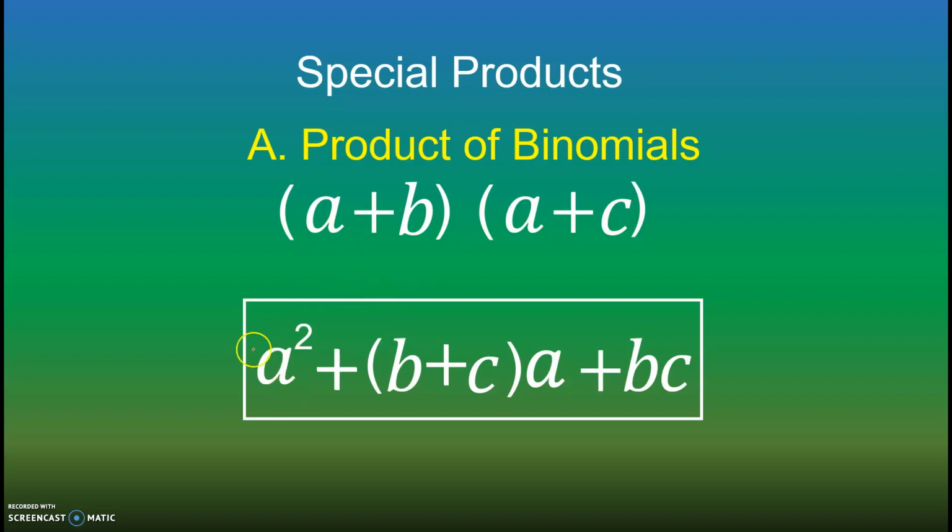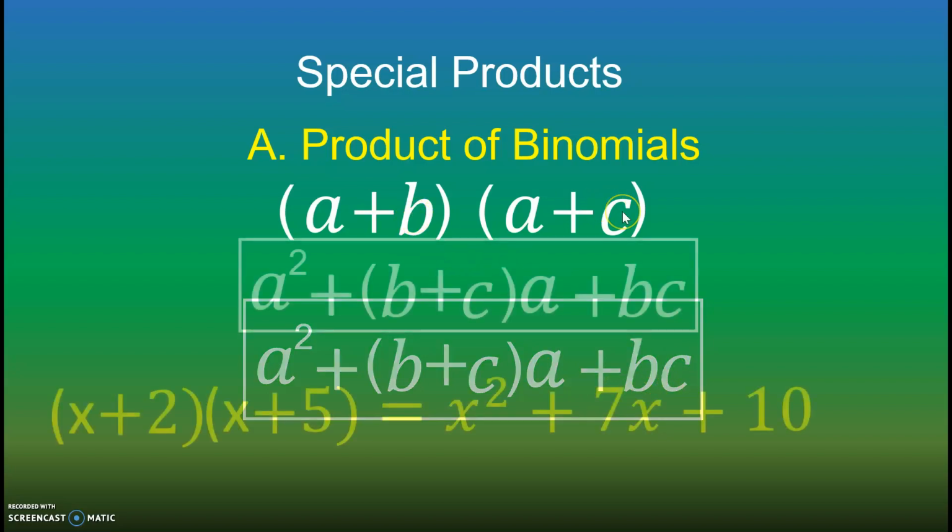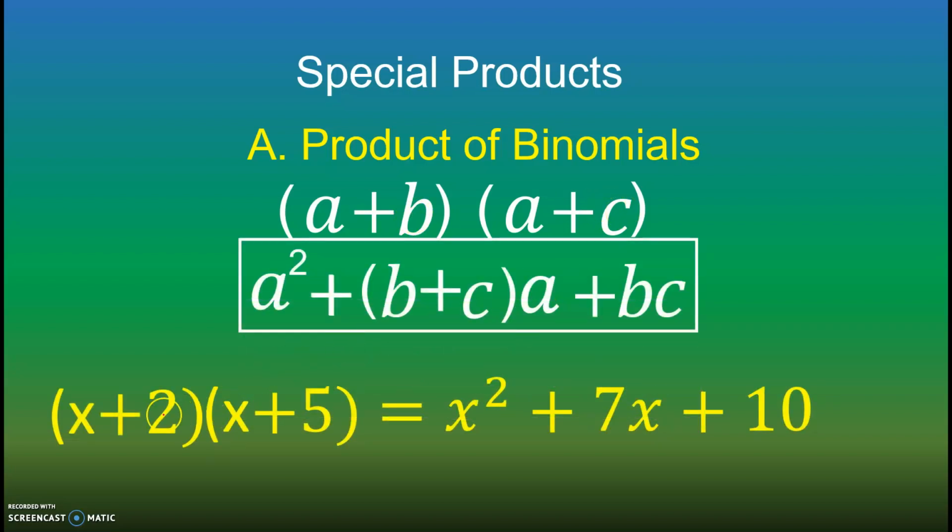Again, first, the quadratic term is a squared. The linear term is b plus c, so you add b plus c and then multiply it with a. Then the last one, the constant, is b times c. So like before, you just follow that: x squared, then add the 2 and 5 and multiply it by a, which is x. Then for the last, 2 times 5, which is 10.